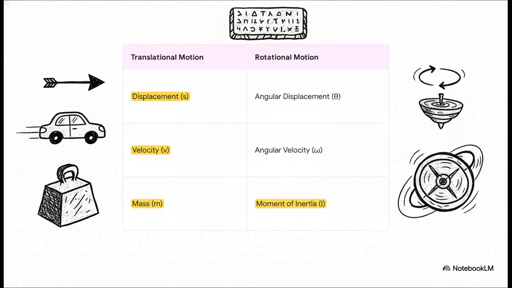So check this out. This table right here is our Rosetta Stone. On the left, you've got your normal straight line motion. On the right, the spinning equivalent. So displacement becomes angular displacement. Velocity becomes angular velocity. But now look at that last row. That's the one. Mass, which is just an object's resistance to being pushed, has a rotational cousin called the moment of inertia. And that concept is the absolute key to this whole thing.